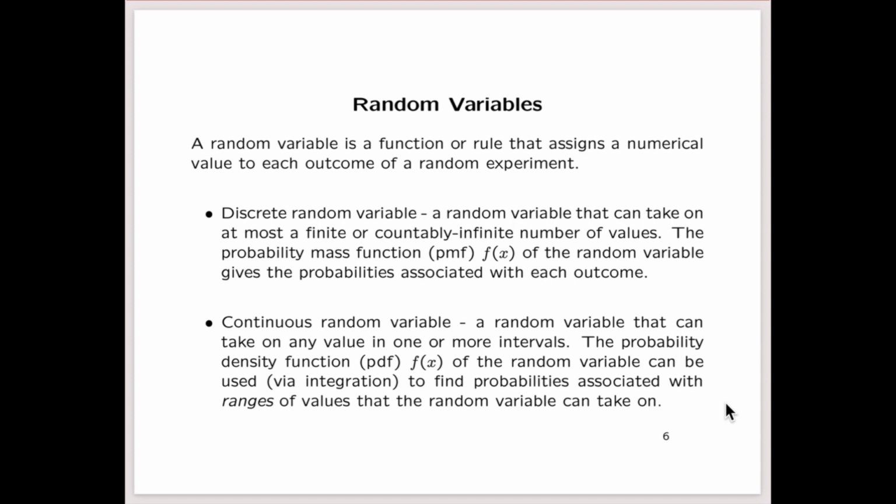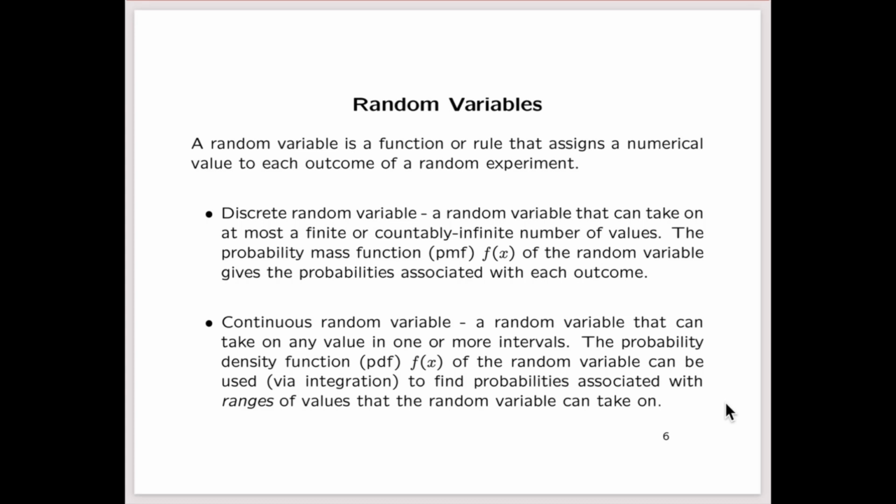Next, let's think about the concept of a random variable. So a random variable is a function or rule that assigns a numerical value to each outcome of a random experiment. So to each elementary event of a random experiment, a random variable maps that or assigns to it a real number.